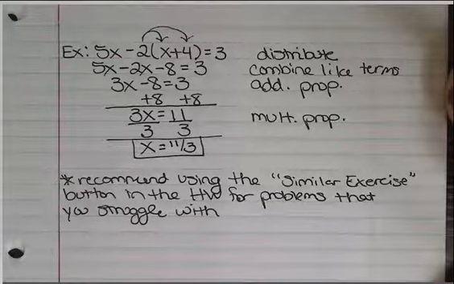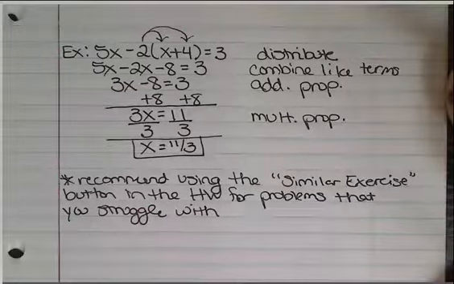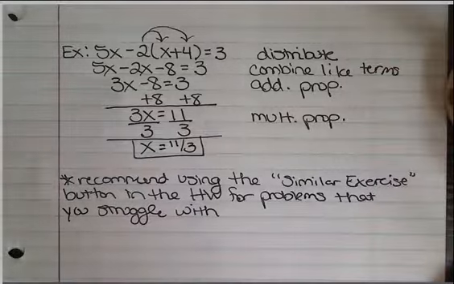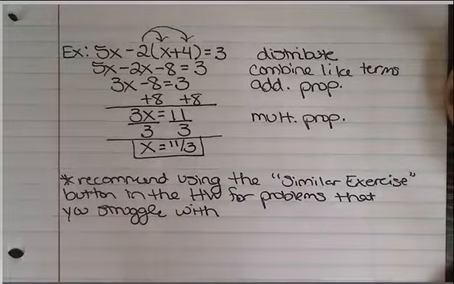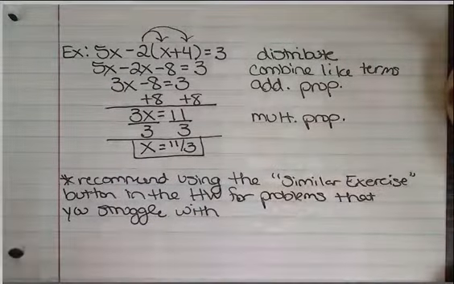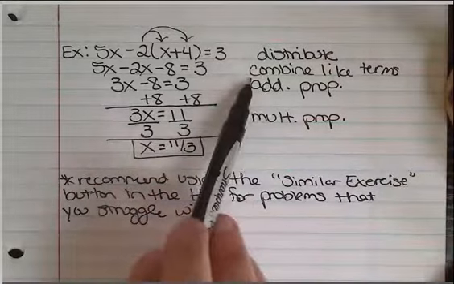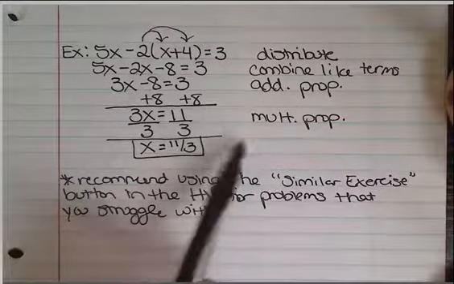Hopefully you're seeing though that we're really using the exact same steps in each of these problems. We just might have to do, you know, an extra step. Like this one we had to distribute first, and then we were able to combine like terms and then use the addition and multiplication properties. But we're using the exact same steps and we're going in the exact same order in each of these problems.